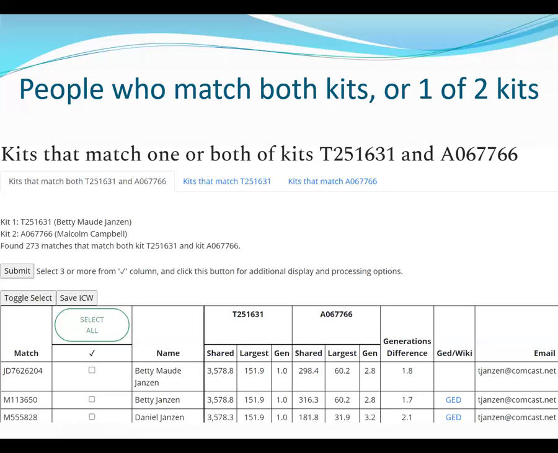Another very nice feature is people who share one of 2 kits. So you can do a comparison. So for instance, between my mom's second cousin, Malcolm, and my mom, I can run this feature and I can look at the people who share DNA with both kits or at least one of those 2 kits. Here's the output for including my mom and some of her kit numbers, as well as my brother, Dan.